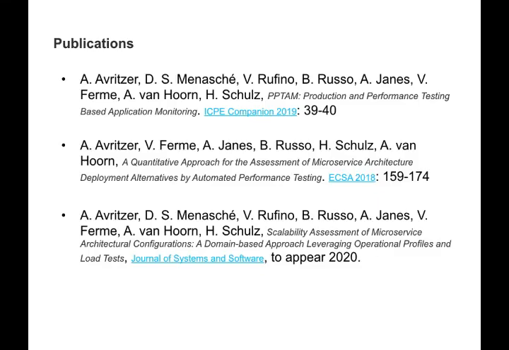For further reading, please refer to the following publications. The PPTAM ecosystem is presented in PPTAM: production and performance testing based application monitoring, which appeared at the ICPE companion proceedings in 2019. The technical description of the approach is presented in detail in A quantitative approach for the assessment of microservice architecture deployment alternatives by automated performance testing, published at the European Conference on Software Architecture in 2018. The extension to detect security attacks was presented in Scalability Assessment of Microservice Architectural Configurations, a domain-based approach leveraging operational profiles and load tests, Journal of Systems and Software, which appeared in early 2020.